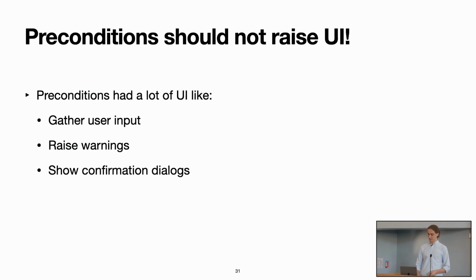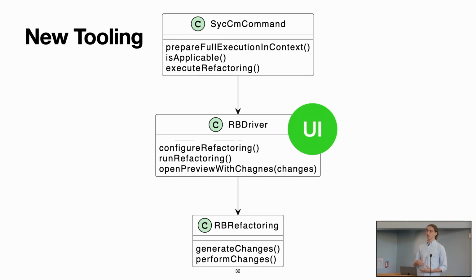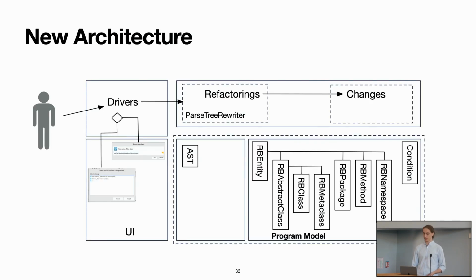So what we are doing about it is that we introduced a new class, the middleman class that we call driver, that is actually responsible for all the UI work. So now the command actually invokes the driver, and the driver will configure the refactoring. It will gather the input and do all the UI work. So this is the new architecture that we came up with. The user invokes a command that will delegate execution to the driver. The driver will gather all the UI necessary information from the user and then invoke the refactoring. So the right part stayed the same. We changed the left part.